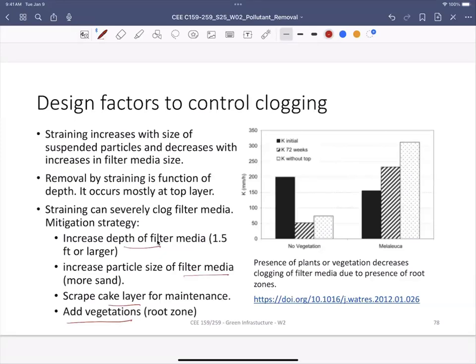Again, just make the media filter much deeper, increase the particle size, add more sand, scrape any deposited sediments, and add plants. You can increase the infiltration capacity of your detention basin or infrastructures.